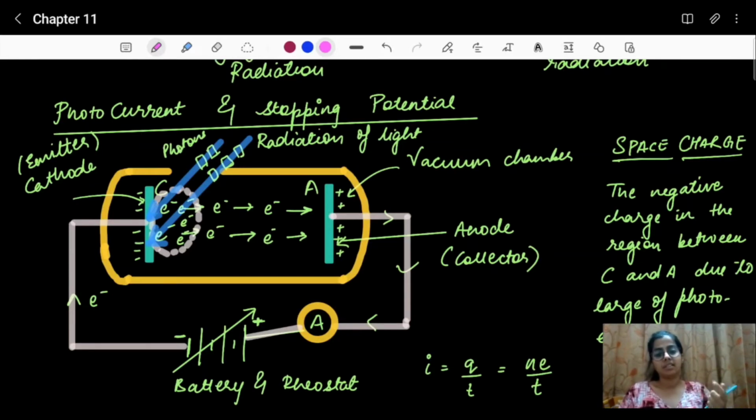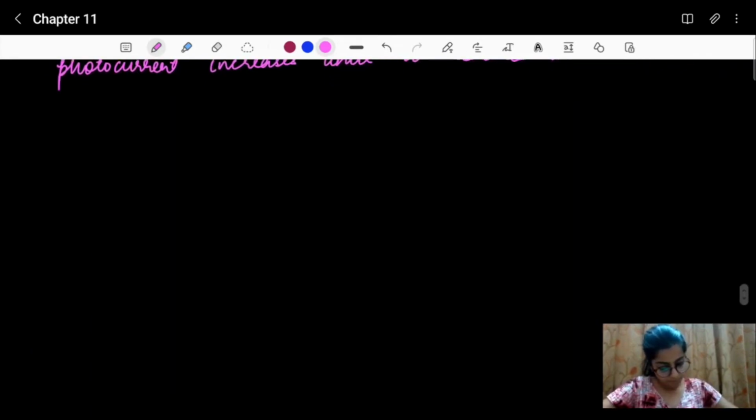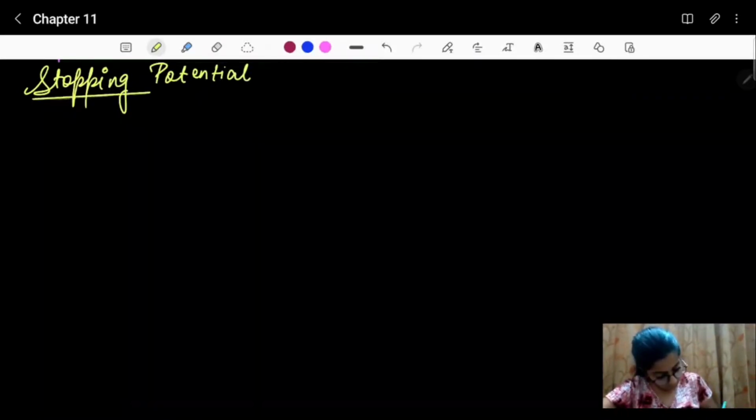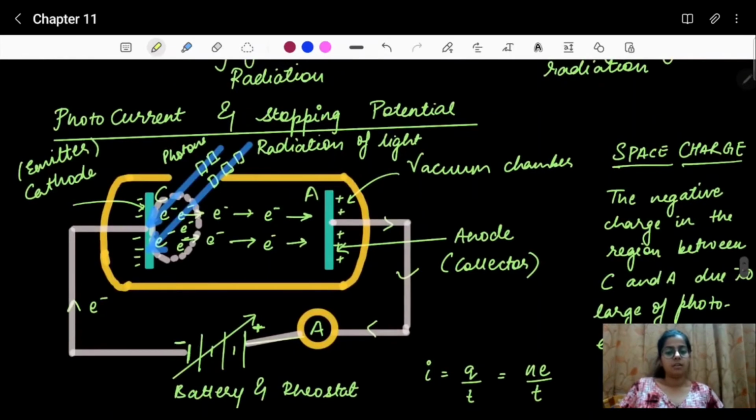Now comes the next term, that is stopping potential. So what do you mean by stopping potential? For that, first of all, let us write stopping potential. Now, to increase the photocurrent, what have we done? We have made anode positive, more positive with respect to cathode.